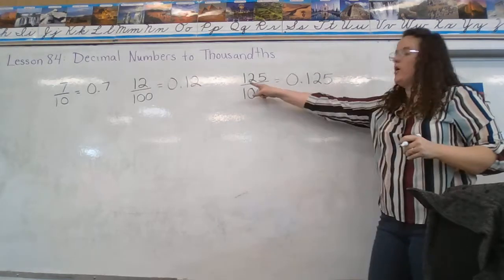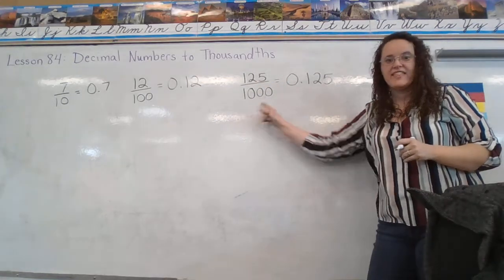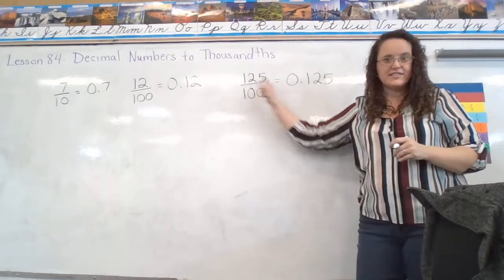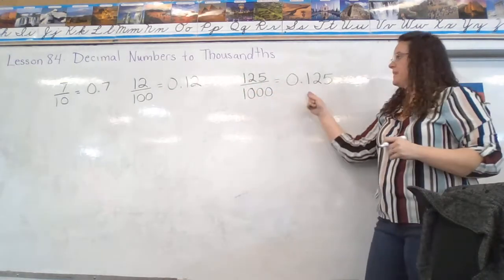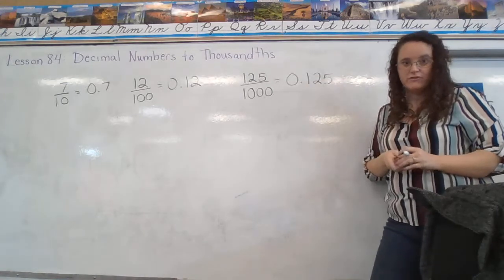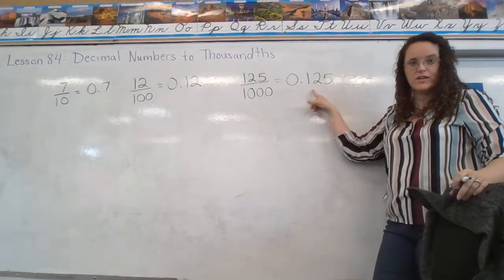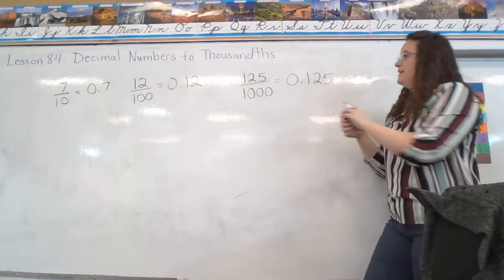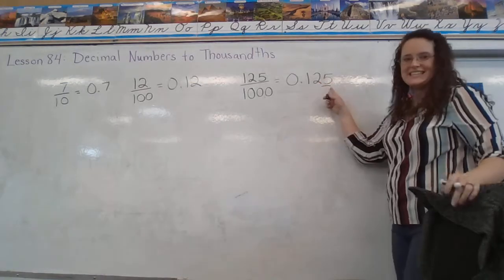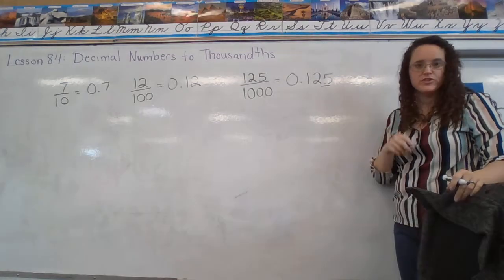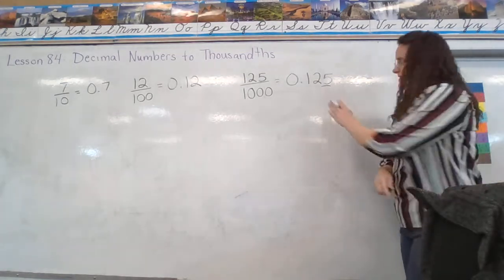Over here we have 125 thousandths. Once again, you're used to seeing it like this. You guys can read that, no problem. But here in the decimal form, we have 125. We read that as 125. And then my 5 right here is in the thousandths place. So we call it 125 thousandths.